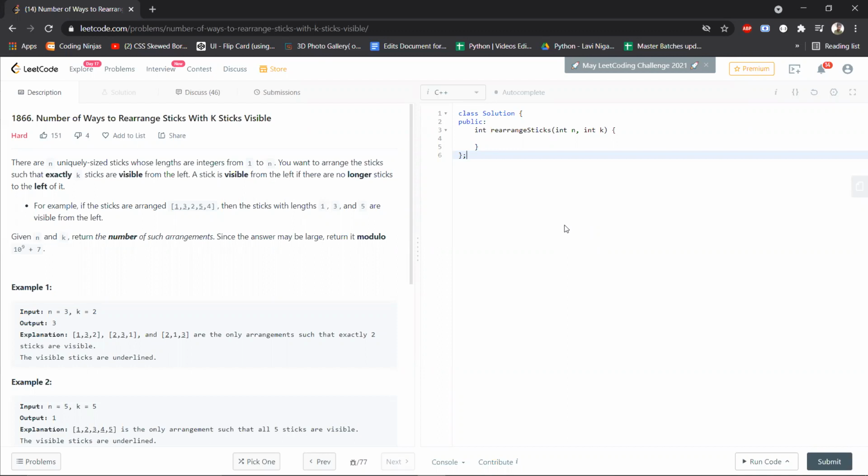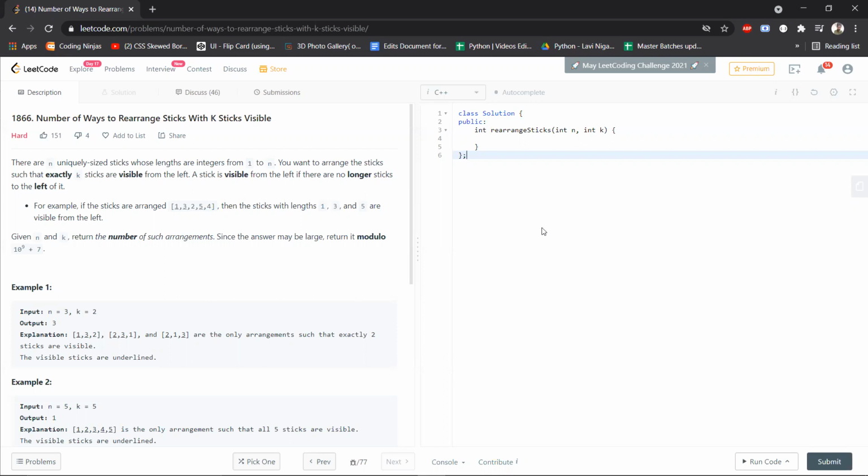So we have n uniquely sized sticks whose lengths are from 1 to n. The unit is not given to us, so let's not go deep into that. We are given an integer n, and we have some unique size sticks whose sizes are from 1 to n. And we have to arrange them in such a way that only k sticks are visible when you view them from the left hand side, right?